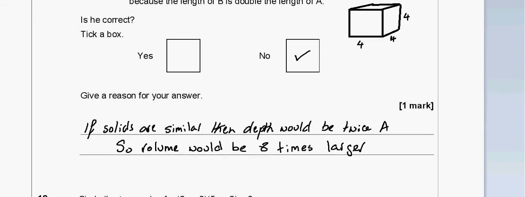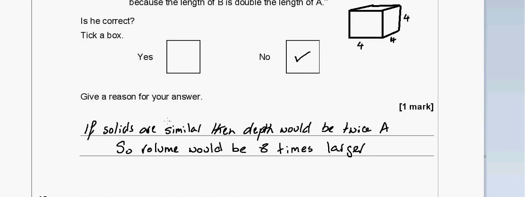And then in here I've said if solids are similar, then depth will be twice A, so the volume will be 8 times larger. Okay, don't be afraid of doing this. Okay, just to show yourself and to convince yourself that you're right.